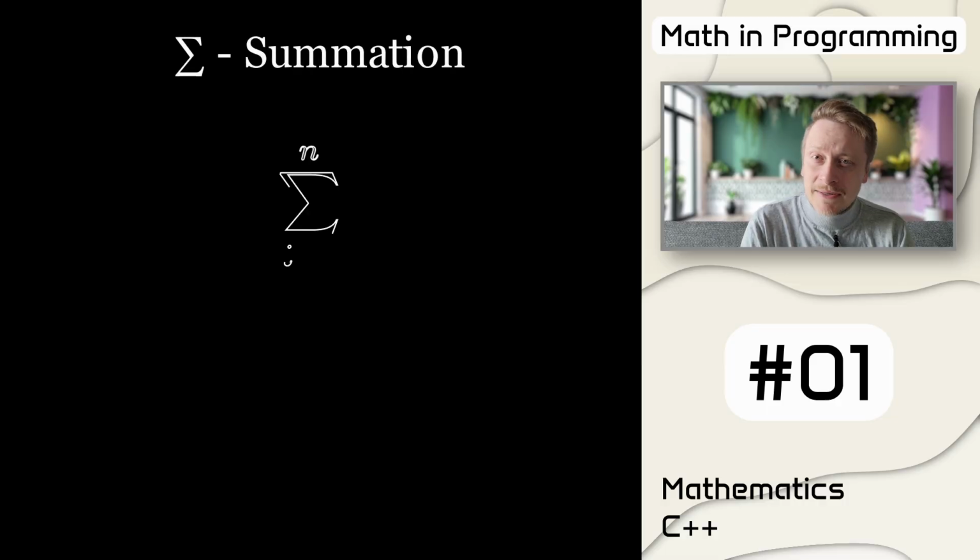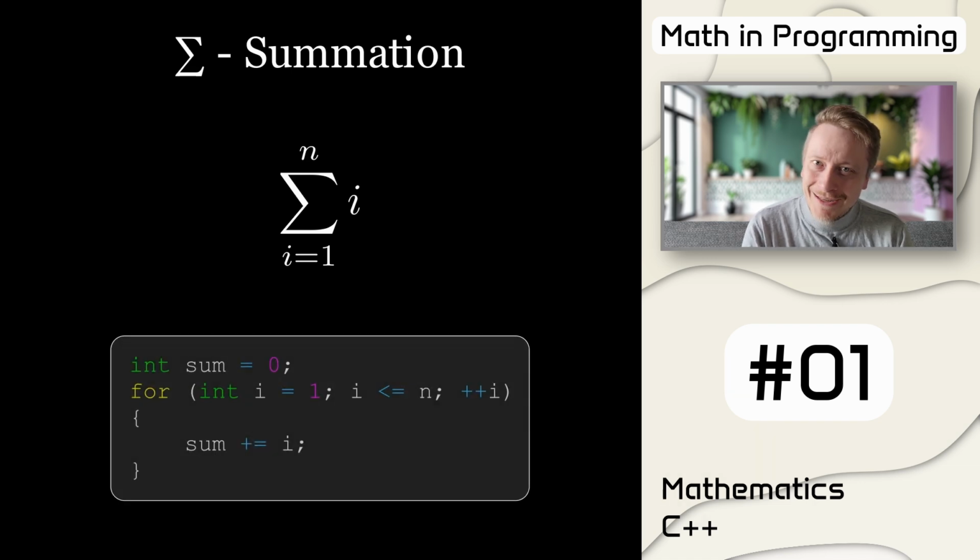Let's start with the sigma symbol. In math, it means summing values over a range. For example, when we say the sum of i from 1 to n, what we really mean is start at 1, go up to n, and keep adding each number to a total. In programming, this is exactly what a for loop does.